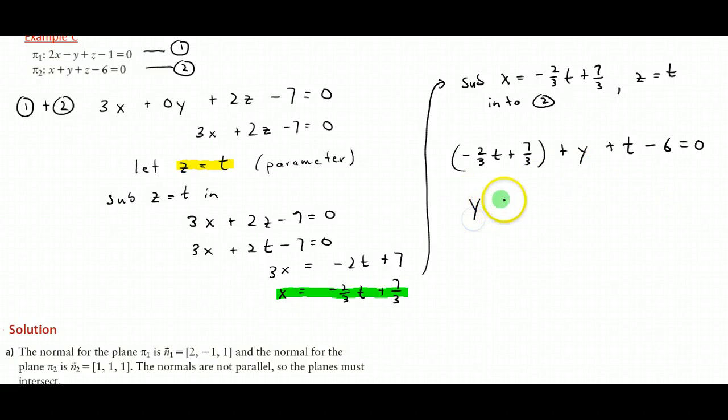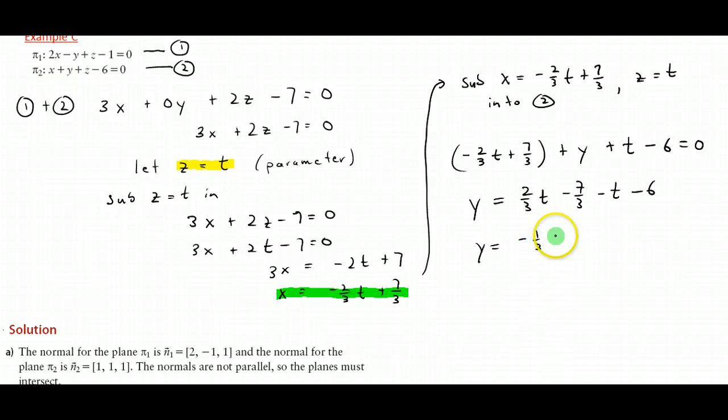So now I can rearrange this equation and isolate the variable y. So I end up with y is equal to 2/3 t minus 7/3 minus t minus 6. And so y is equal to negative 1/3 t. Just combining the t terms, and then combining the constant terms, I have minus 7/3 minus 6, which is minus 18/3, so I get minus 25/3. And so that's my third variable.